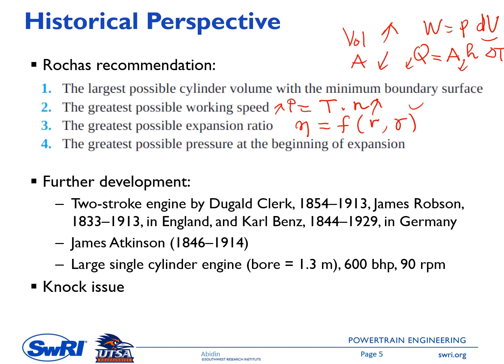Number 4, the greatest possible pressure at the beginning of expansion. This is also the idea of having a higher compression ratio. If we have a higher compression ratio, the pressure will be higher, then it will produce higher work. See here, W equals P times dV. This is also the idea of having a turbocharger in the engine to increase the output power.